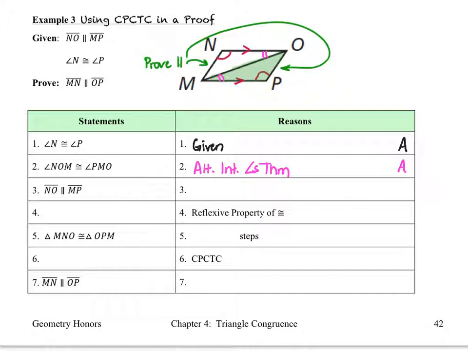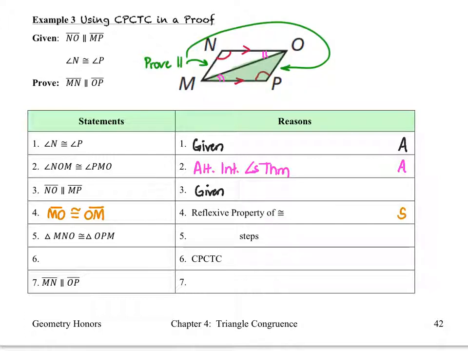Next, we have statement number 3 that says segment NO is parallel to segment MP, and that was given to us in the problem. In statement number 4, we're going to try to finish off our angle side congruence, and that means that we need to be able to make the statement that segment MO is congruent to segment OM by the reflexive property of congruence, and that's our last side.